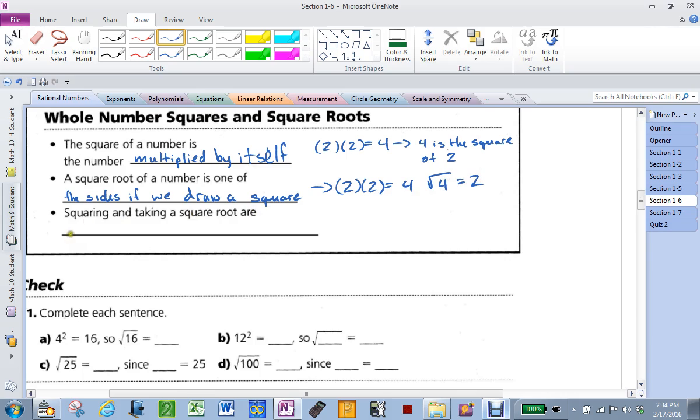Squaring and taking a square root are what we call inverse operations. Now you guys already know what those are. Plus, minus, times, divide, squaring some number, and the square root of that same number. Okay?